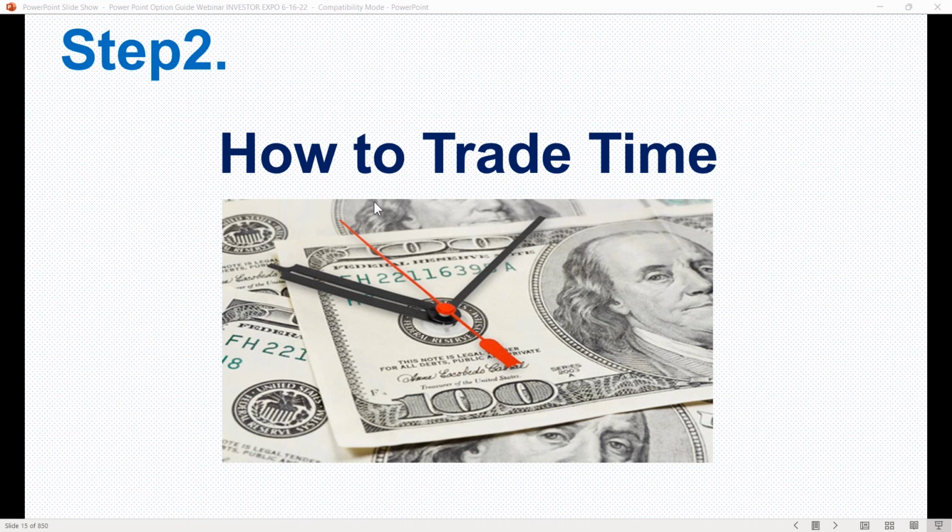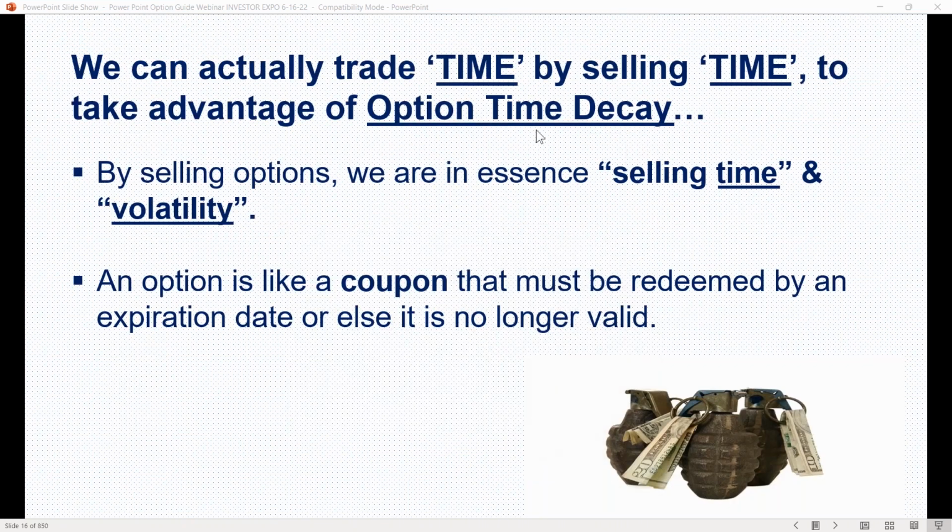Now, what's pretty cool about options is you can actually trade time. And how do you do that? We can trade time by selling time to take advantage of option time decay. By selling time, we are in essence selling time, and when we sell an option, we are also selling volatility. We're selling both of those pricing components.